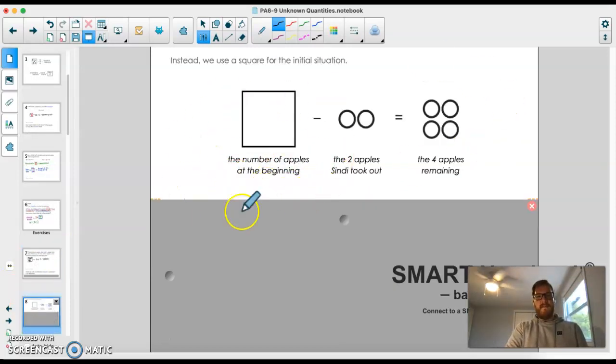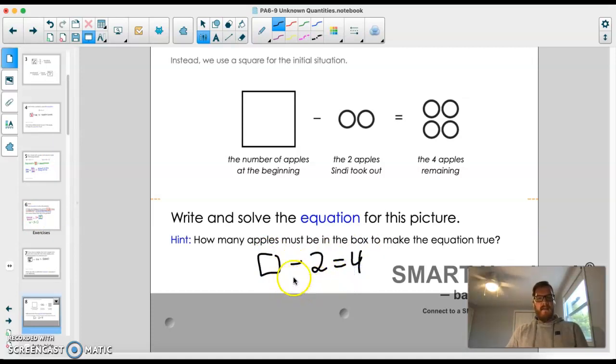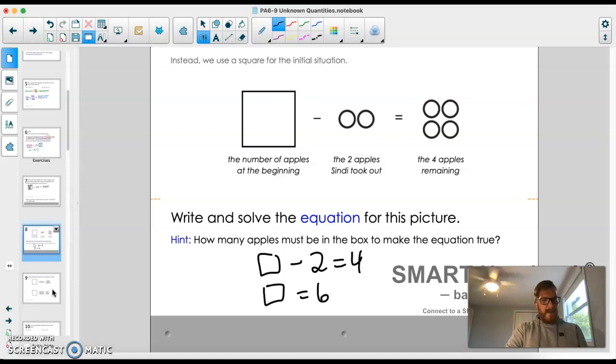So again, this is the way that we're modeling it, right? We have the number of apples at the beginning, which is, as we said, unknown. She takes the 2 apples out and there are 4 apples remaining, right? And so we can actually write and solve the equation for this picture. So what we can say is, there's some unknown, we take 2 away and it's going to equal 4. And then we can say that the unknown is going to be 6.